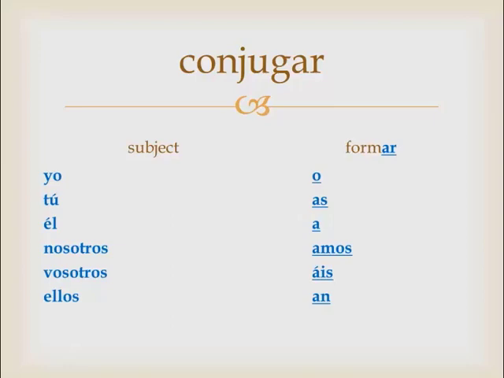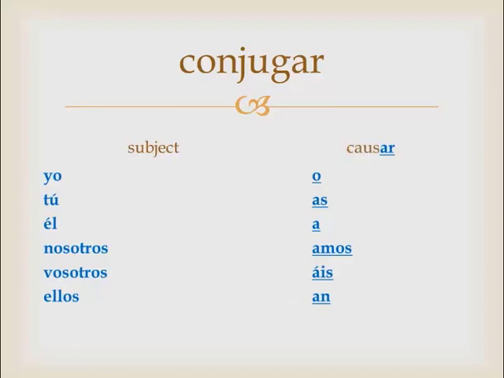Let's switch the verb. Instead of hablar, let's look at formar. How would you say I form a group? Yo formo. Tú formas. And you can see that the stem stays the same. It's the ending that's going to change. O, as, a, amos, áis, and an. Yo formo, tú formas, él forma, nosotros formamos, vosotros formáis, and ellos forman. The stem is always going to stay the same. It's the ending, la terminación, that's going to change.